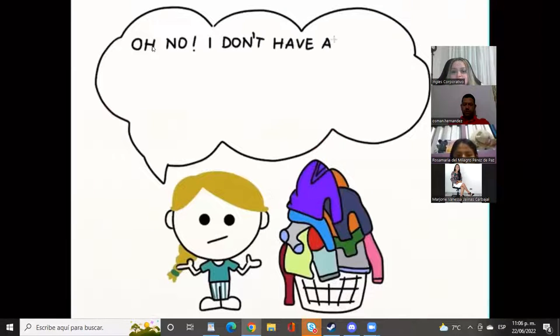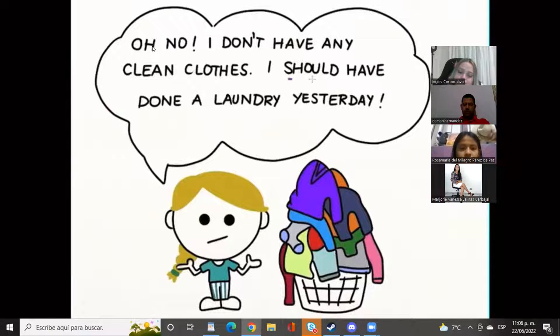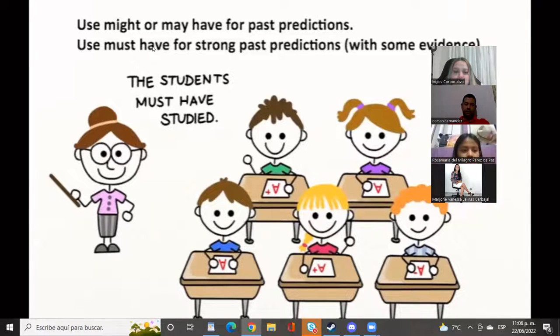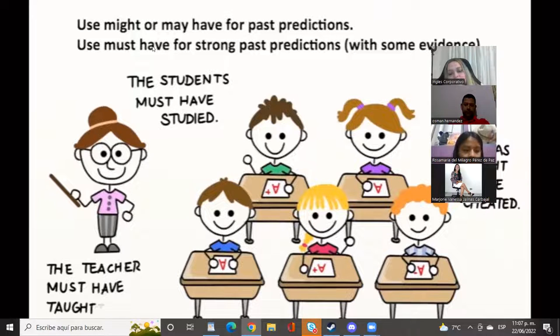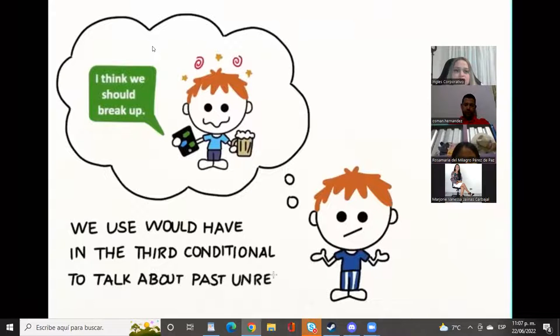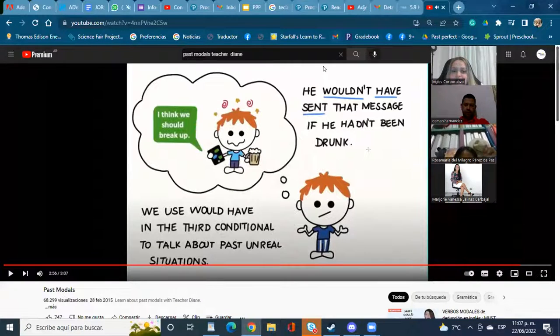Here's an example with the past tense of should. Oh no, I don't have any clean clothes. I should have done laundry yesterday. Here we use should plus have plus the past participle to show a regret. Use might or may have for past predictions and must have for strong past predictions. Notice all the students have A's. We can say the students must have studied. We can also say Thomas might have cheated. Or the teacher must have taught very well. We use would have in the third conditional to talk about past unreal situations. This part we're not going to watch. For example, if he had, notice we use would plus had.